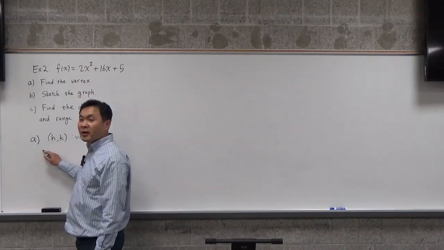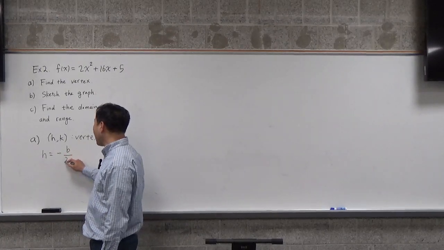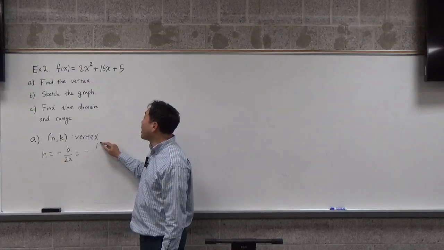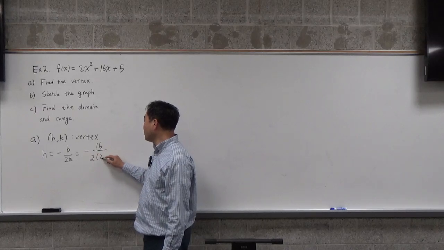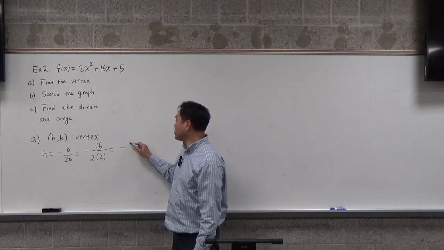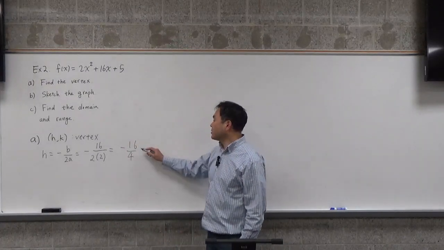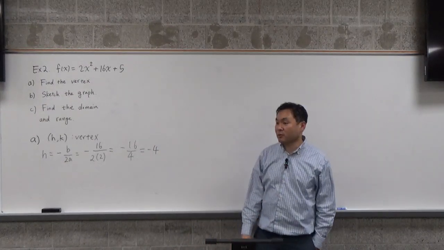First, what's the formula for h? Negative b over 2a. What's our b? B is 16, positive 16. A is 2. So you have negative 16 over 4. What's 16 divided by 4? 4. So you get negative 4 as the x-coordinate of the vertex.